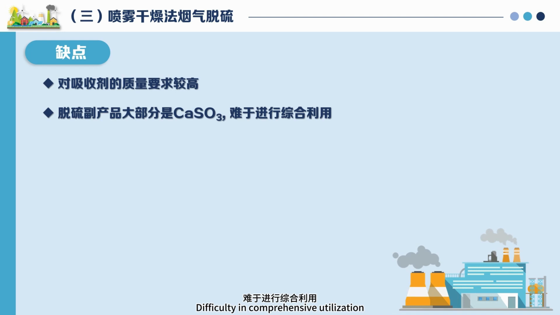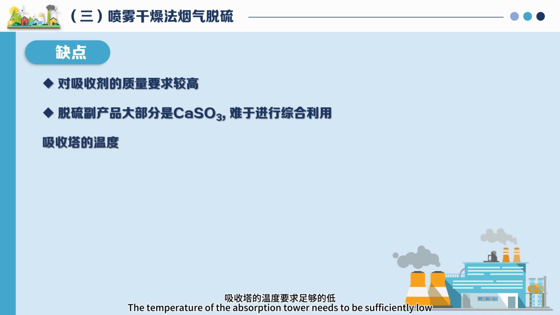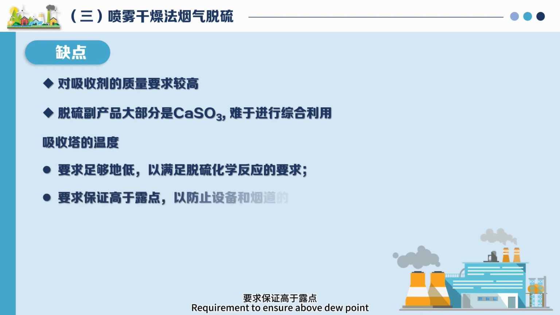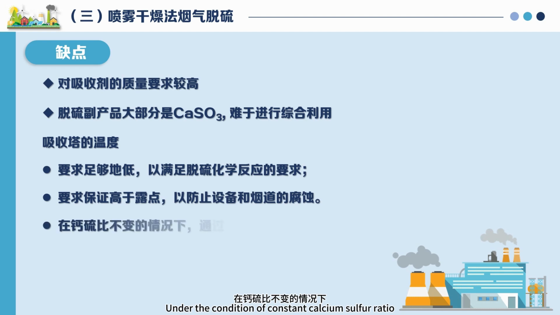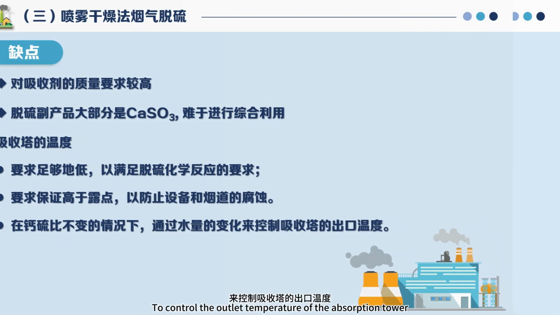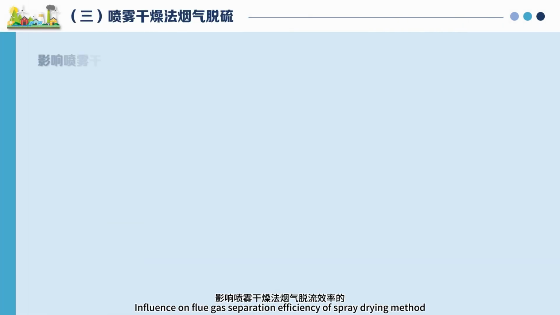Difficulty in comprehensive utilization. The temperature of the absorption tower needs to be sufficiently low to meet the requirements of desulfurization chemical reactions. It is required to ensure the temperature stays above the dew point, to prevent corrosion of equipment and flue. Under the condition of constant calcium-sulfur ratio, changes in the amount of water passing through control the outlet temperature of the absorption tower.